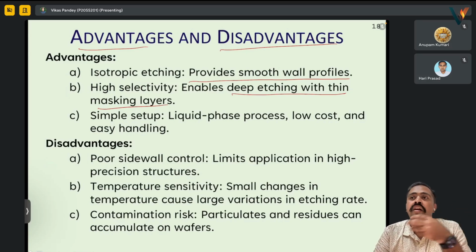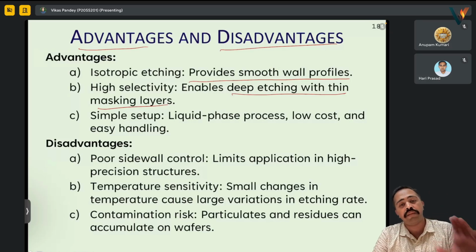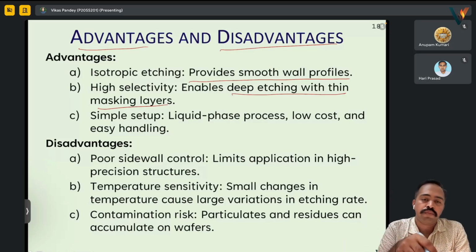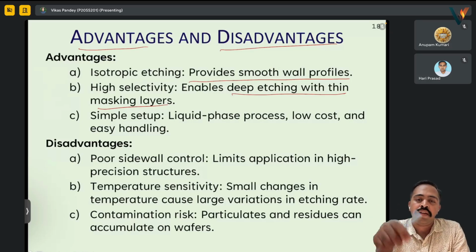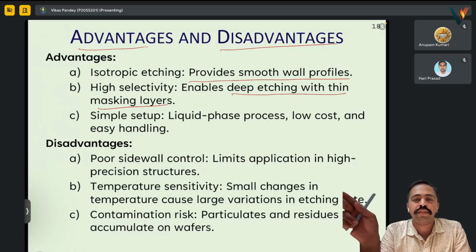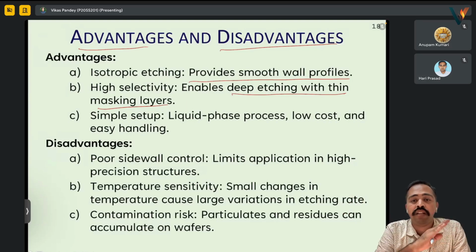It is not that whatever comes in the way they will react with, they are very selective. Third is simple setup. Very simple. You take a beaker, you put the liquid etchant, you put your wafer, shake it, take it out, wash with DI. Very simple process, low cost and easy to handle. Although there are some precautions we have to take care.